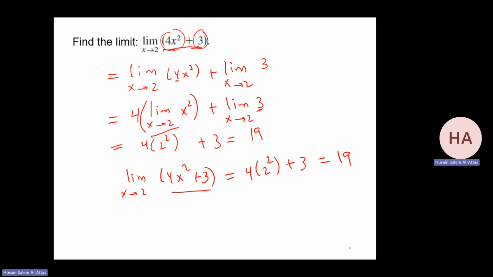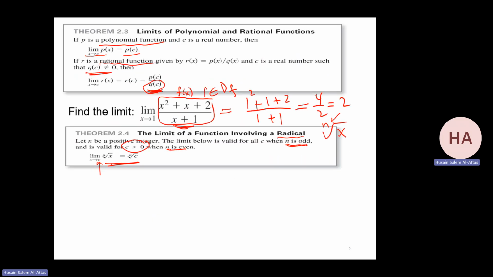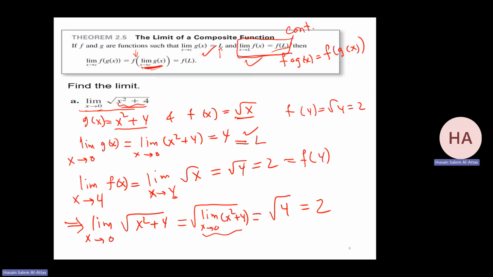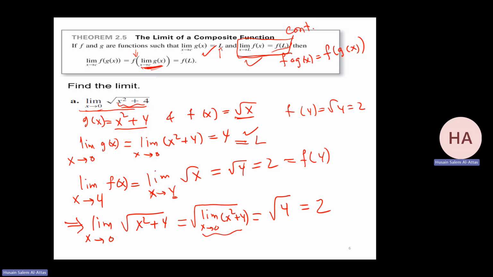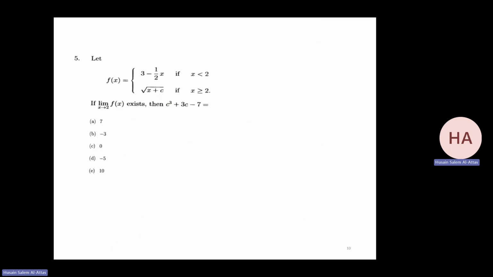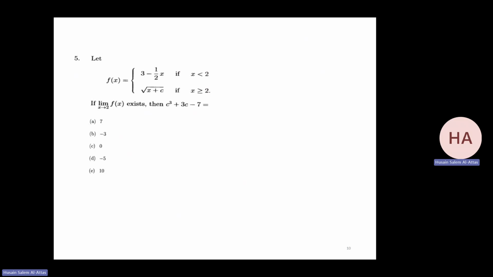So what we have in these properties: for these basic functions, if c is in the domain of the function, then we can just substitute. And if both limits exist, then you can distribute the limit over the sum, the difference, the product and the quotient. Let me do some old exam questions.